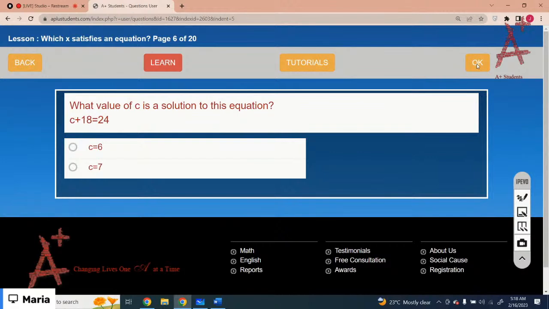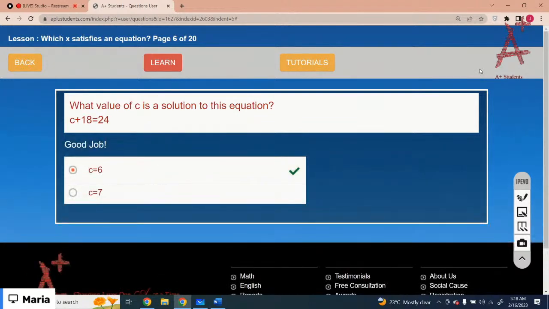Okay, the next one is what value of c is a solution of this equation? C plus 18 equals 24. So just remove the 18 from the left side. You have to subtract 18 both sides. Got it? So 24 minus 18 is 6. So the correct option is 6.